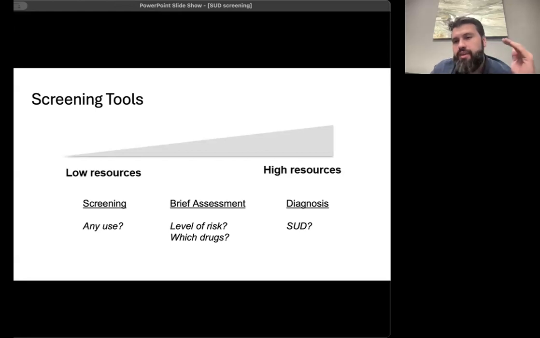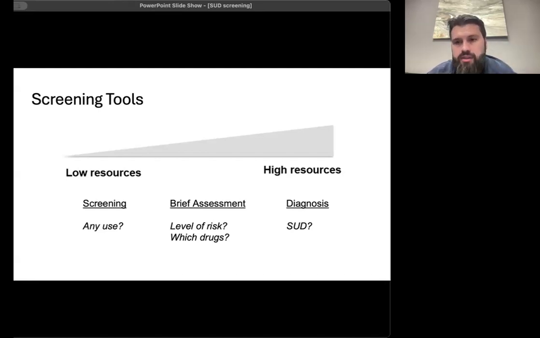When you look at these screens, I think of something that's really low resource would be just a general screen, right? So basically you're just asking, are you using anything, right? That's really the first question. And then based on what the answer to that question is, then you could move on to maybe, if you needed to, a higher level of screening or assessment, right? So what kind of things are you using?